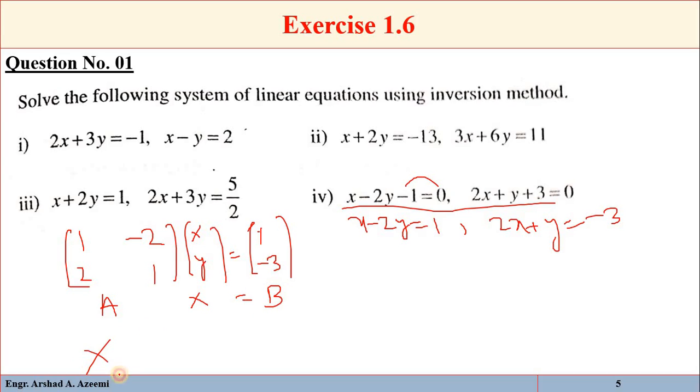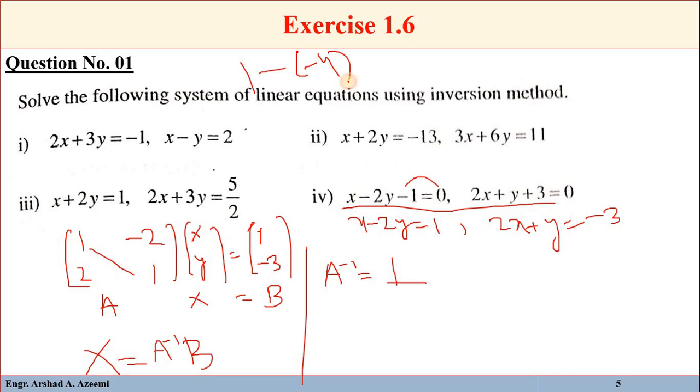Now we know that the X matrix will be equal to A inverse times matrix B. So first we have to find A inverse. A inverse is equal to 1 over the determinant of A. The determinant of A is 1 multiplied by 1, which is 1, minus -2 multiplied by 2, that is plus 4, equal to 5. So the determinant of A is 5, multiplied by the adjoint of A.